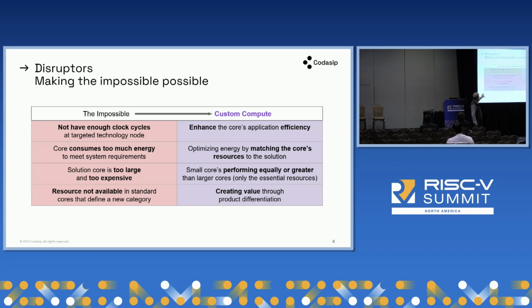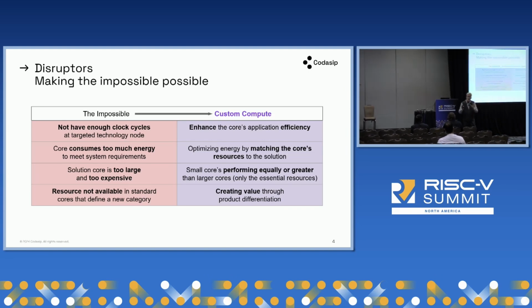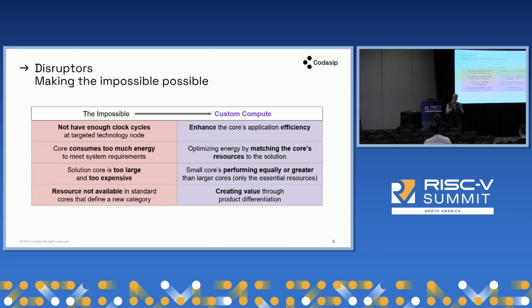Another one is my core might use too much energy. So what does a disruptor do? They actually modify and design the core so the minimal amount of resources that are required to achieve the application are used, and therefore I optimize my power.